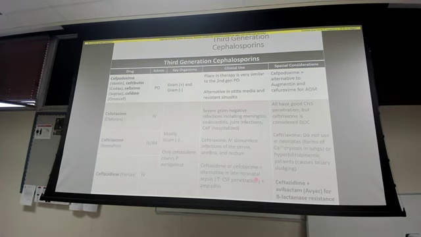All right, our third gen. So you see that we have one oral option that's available, and then everything else is IV. So I think about these patients as having some other type of serious infection, which is why we're now using our third gen, like it's escalated, okay?